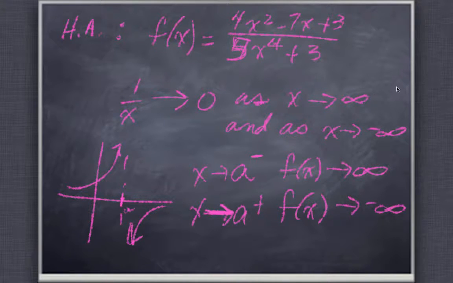So again, a horizontal asymptote is trying to tell you what's happening toward the end. That's also what a slant asymptote does. They both talk about what happens as x goes to infinity or negative infinity. A vertical asymptote talks about what happens when x goes to an undefined point.